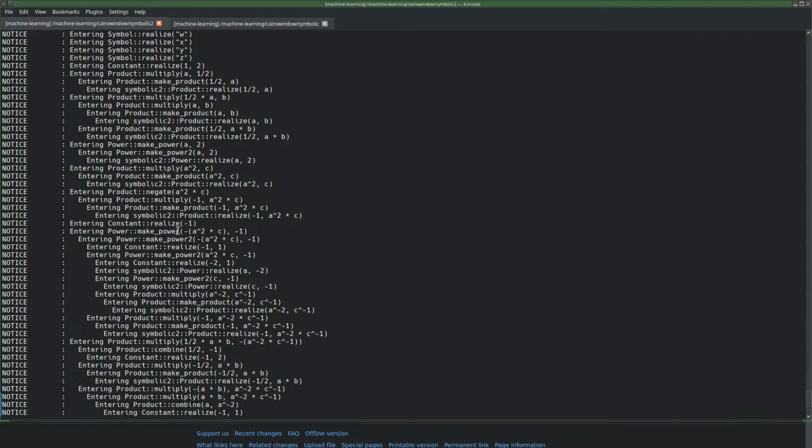Make a power. It's kind of weird that it calls realize on. I guess the reason is that I don't know where the -1 came from. Where did the -1 come from? Negate is just a minus sign, I think. Yeah, let's ignore that.